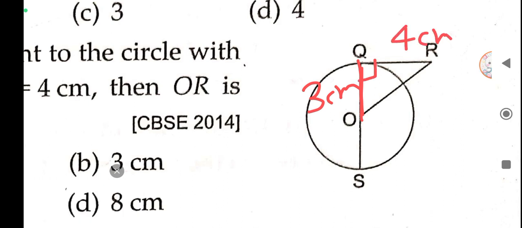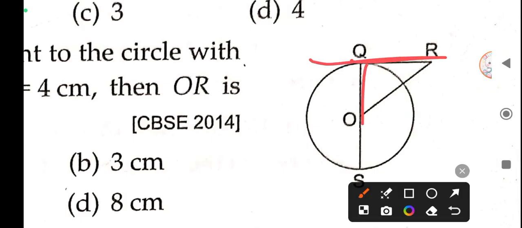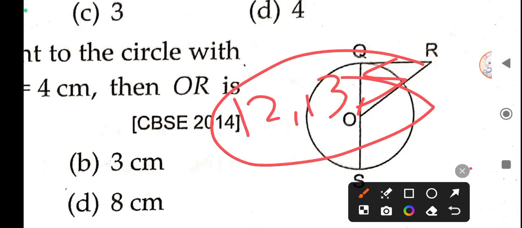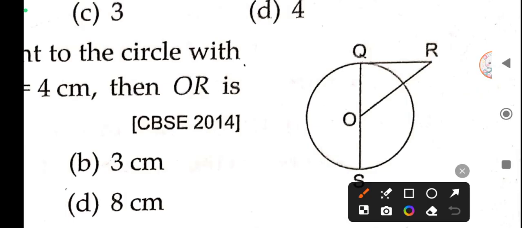Now you can remember one statement: when a tangent touches the circle, it forms a right angle, so it will be 90 degrees. So this triangle is a right angle triangle. Here we will use the Pythagoras theorem to find OR, and by the Pythagoras theorem OR is 5 centimeter. Some key points you can remember are a few Pythagoras triplets, like 3, 4, 5; 5, 12, 13; 7, 24, 25. These key Pythagoras triplets must be remembered.